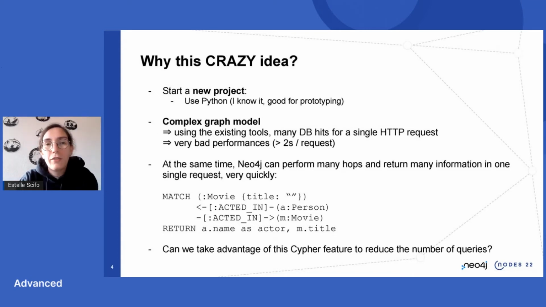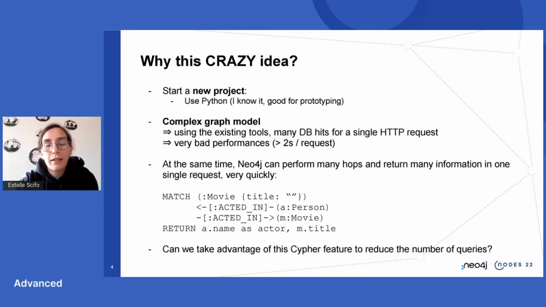First, let me give you a bit of context and explain why I had this crazy idea of building a new OGM. When I started working at Smart Grid, we started from scratch. So it was natural for me to use Python, which was the language I was most comfortable with, and is also good for prototyping. So that was easier. At the same time, we had quite a complex graph model.